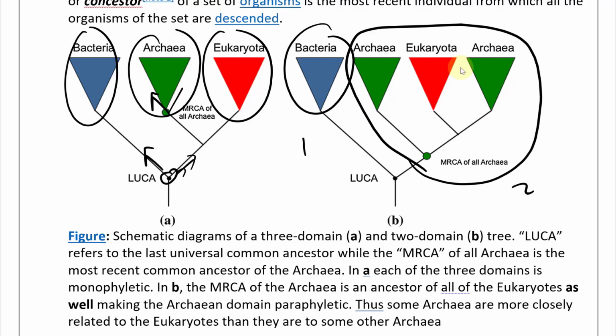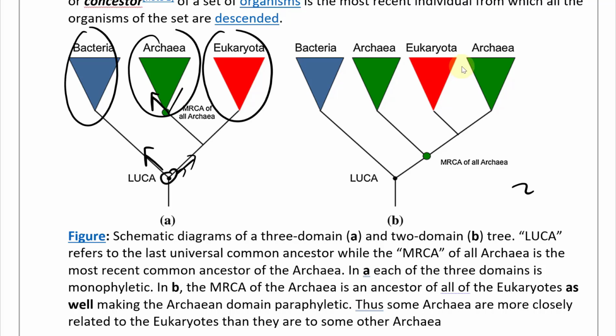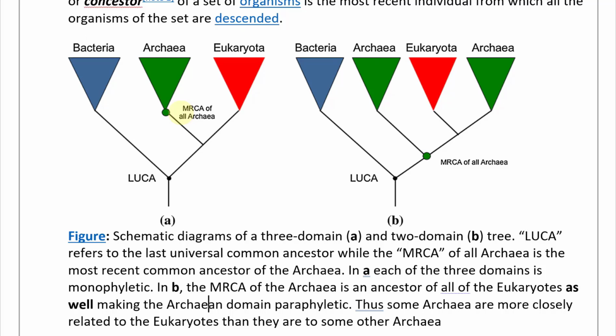Just because, according to this classification, you have some that are more similar to eukaryota and some that aren't similar to it. Whereas in this setup, if you classify them like this, archaea is not similar to eukaryota. But nonetheless, this is the MRCA of all archaea.